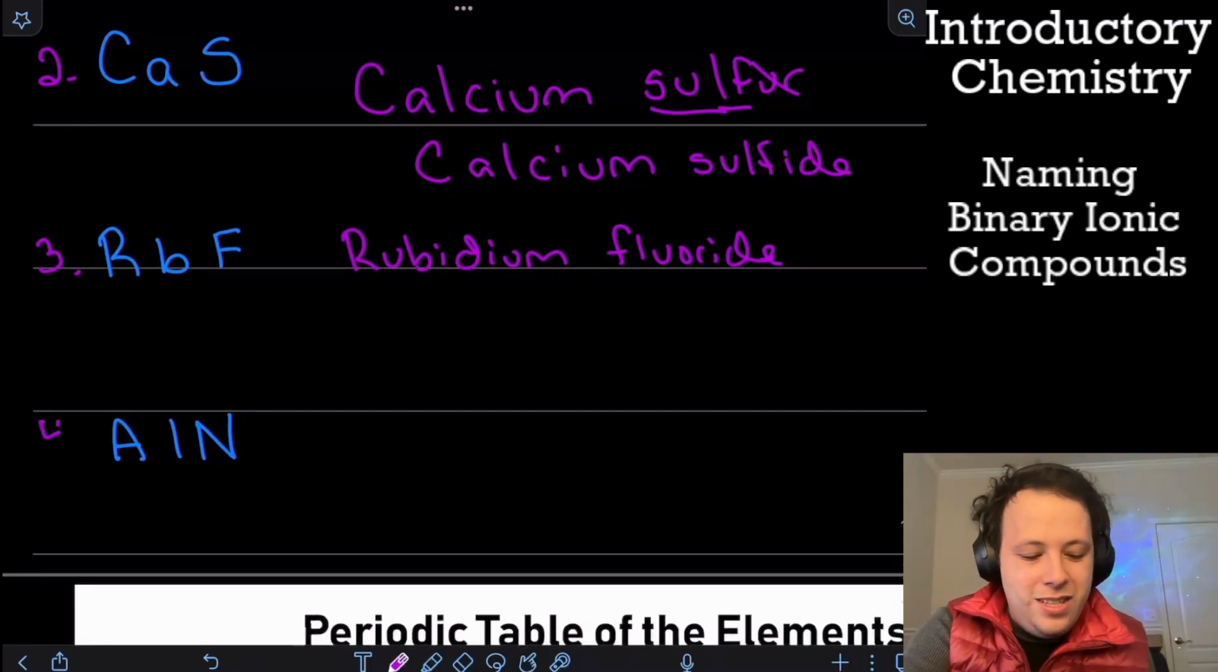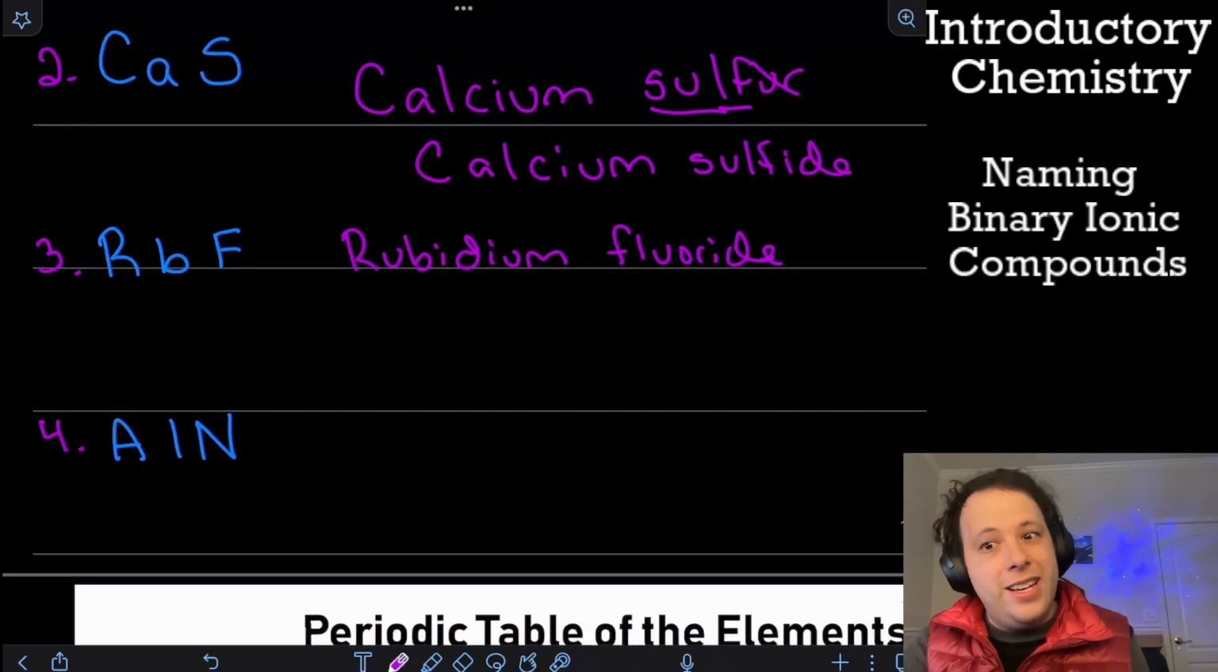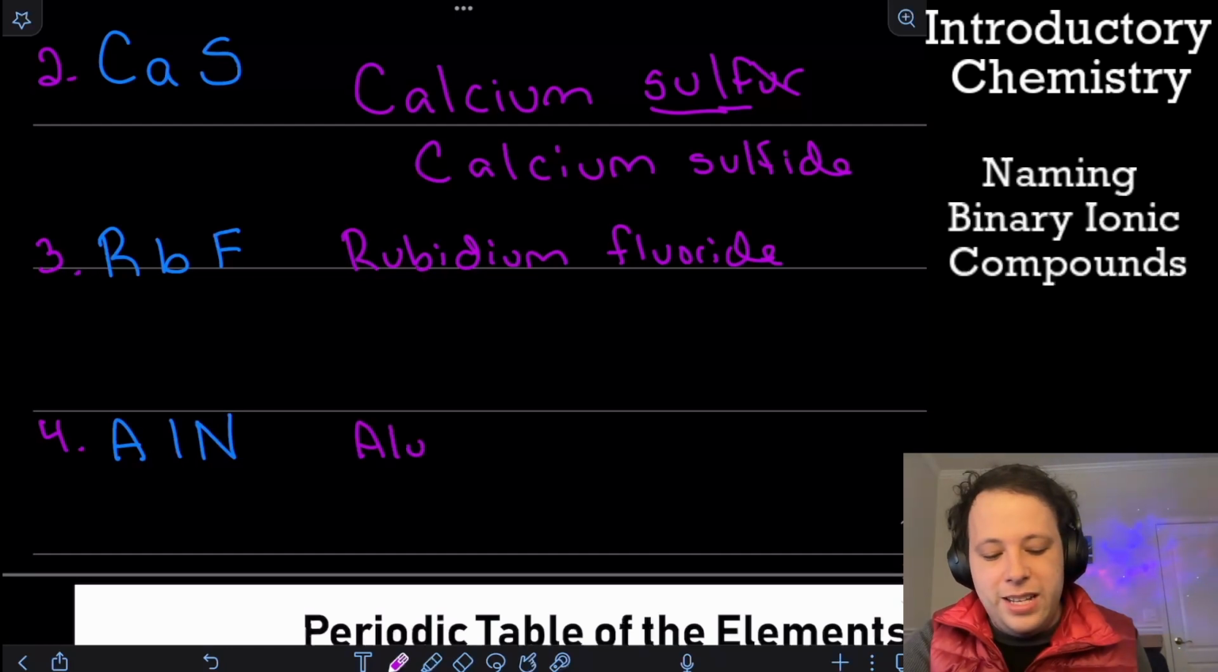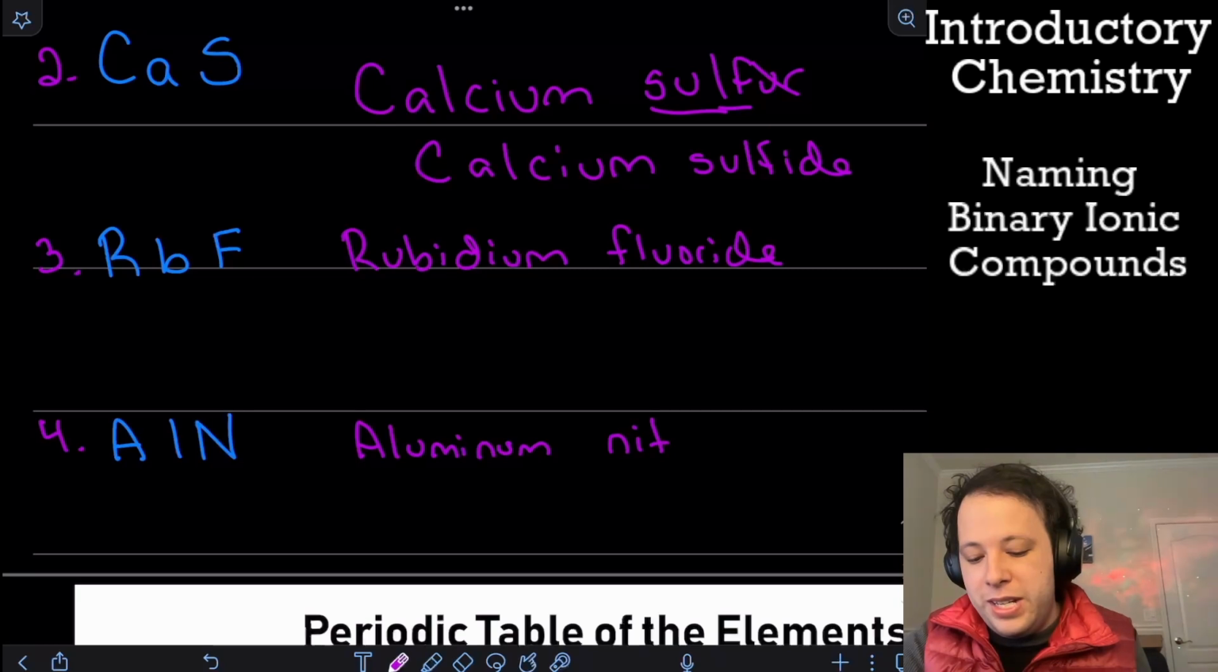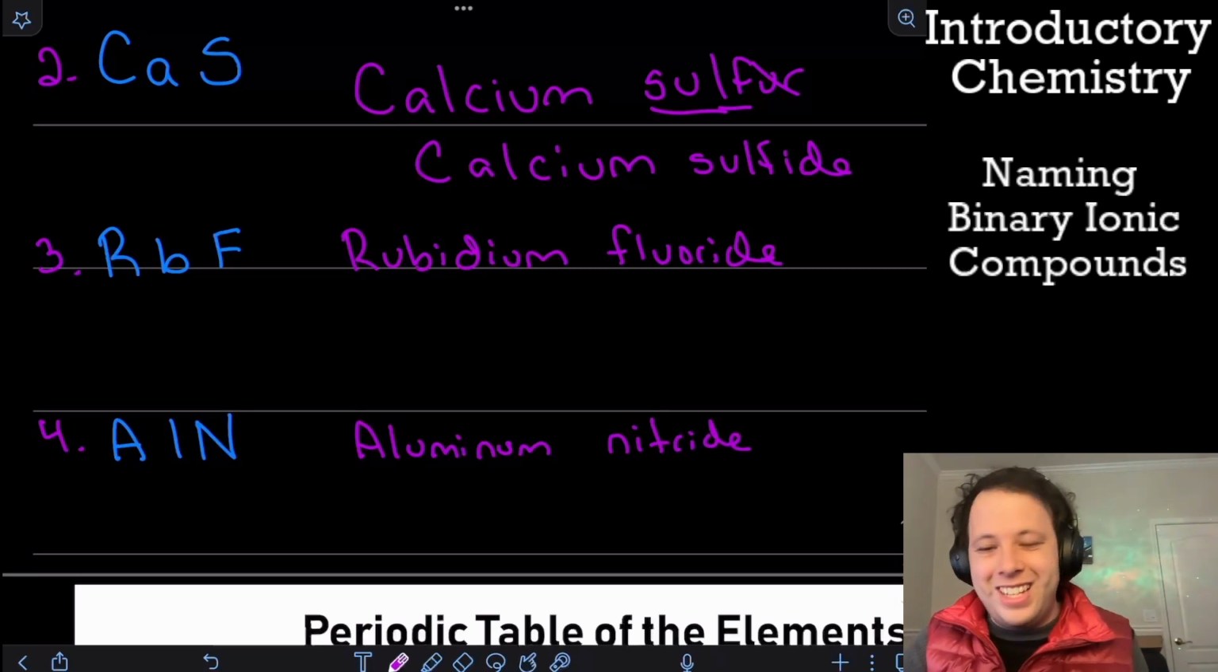All right, then what about this next one? We have AlN, and hopefully if you recognize that element, that is aluminum, followed by nitrogen. So it makes aluminum nitride in this case.